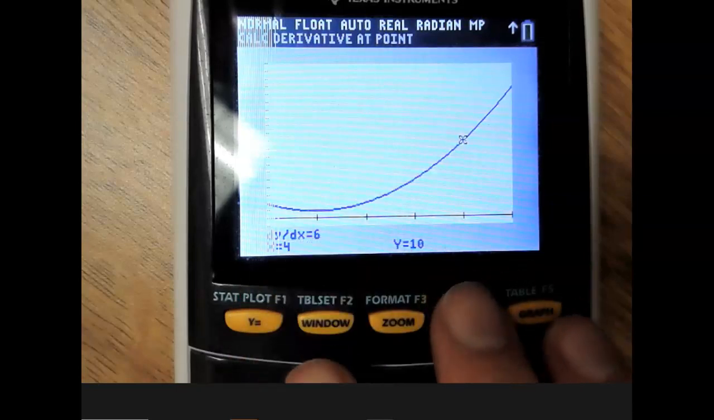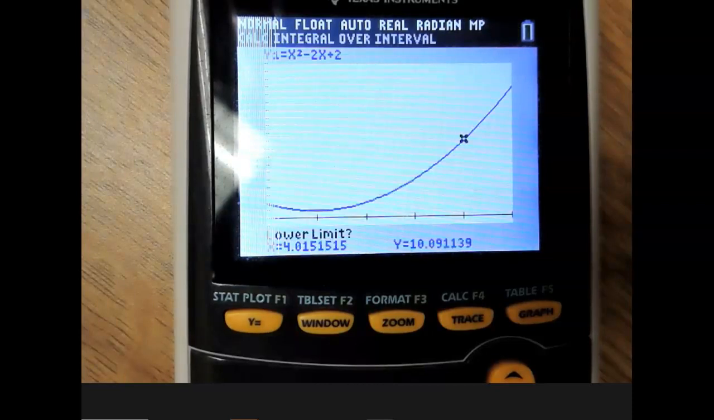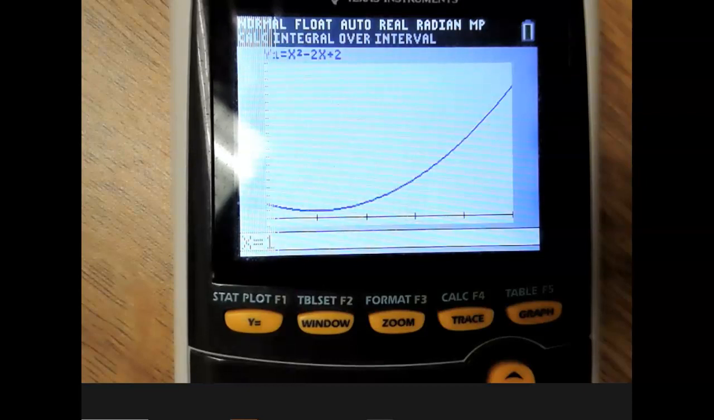We could do this again with second trace. Go to option 7 for the integral, and we call them the lower and the upper limits. So the lower limit in this case is 1. So you type in 1 and hit enter. The upper limit is 3. So we type in 3 and hit enter.